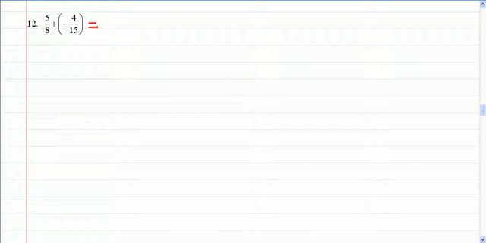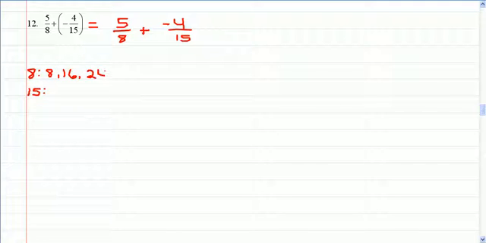For number 12, I have 5/8 plus negative 4 over 15. So I start by writing the multiples of 8, and then I'll write the multiples of 15. I usually start with the first 5, and if I don't have a match, I'll expand the two lists or only one of the lists.